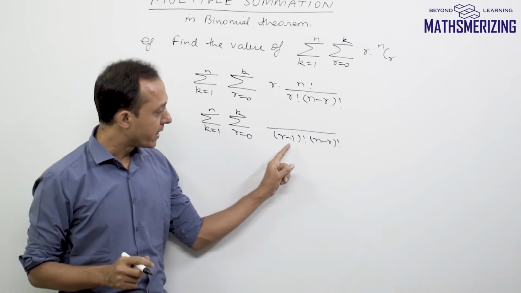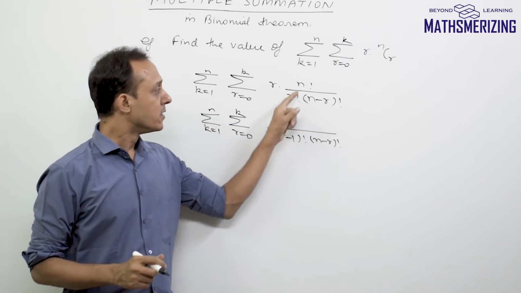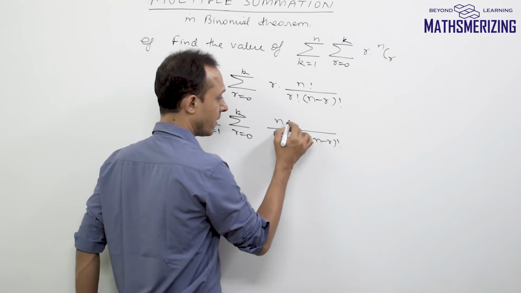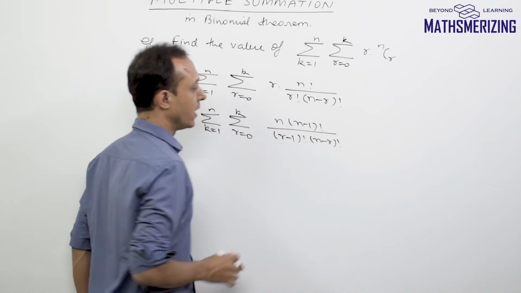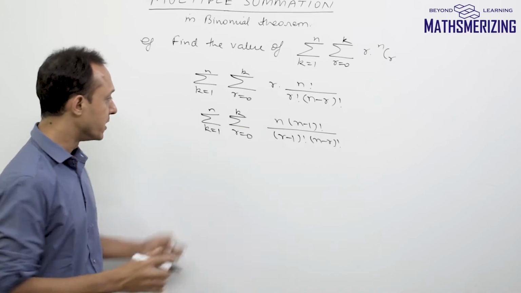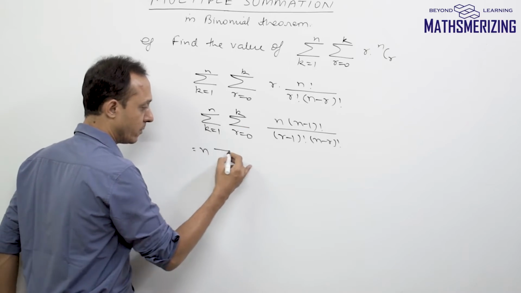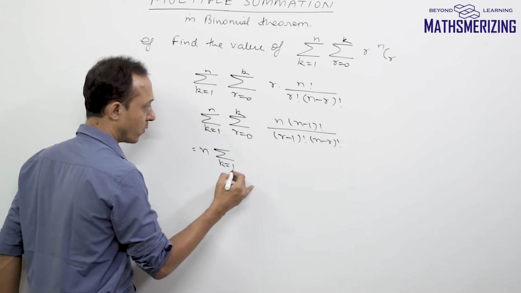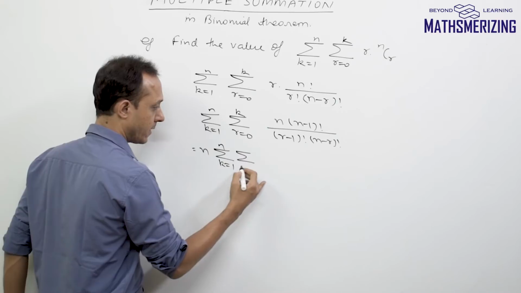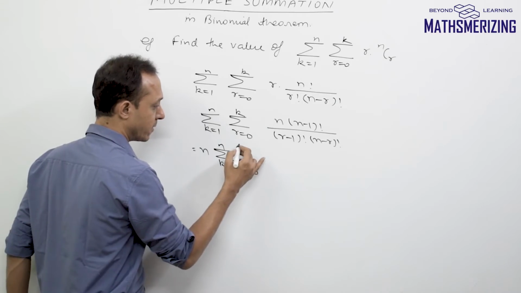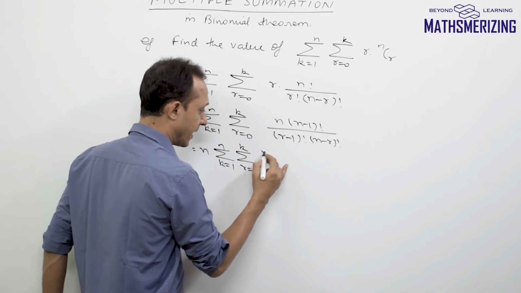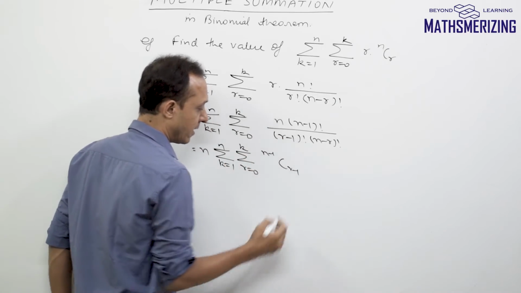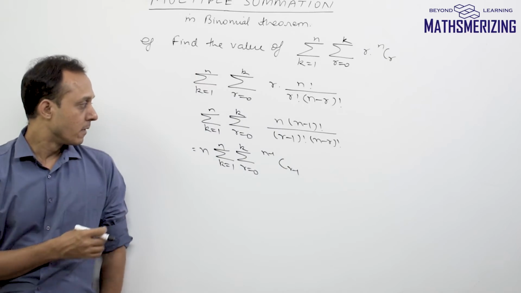Now since I have this r minus 1 and it is still n minus r, I'll express it as n into factorial n minus 1. So I'll take this n out of this summation, so I can write it as n into this summation, k varies from 1 to n, and this summation r varies from 0 to k, and here I'll get n minus 1 c r minus 1.